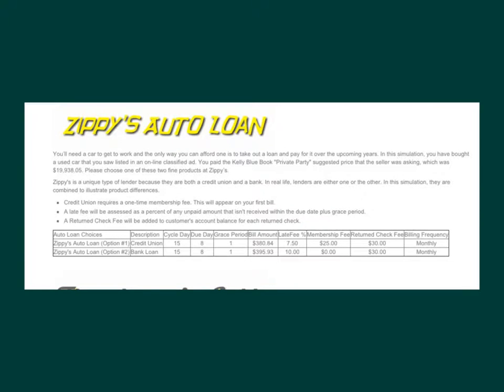For your auto loan, depending on which car option you went with, if you went with option 1, you're going to have your $380, but you already did it through a credit union, which means you're going to have to pay $25 the first time out. After that, it's only $380. So just remember, your first payment is going to have to be that. You get billed on the 15th, you pay it 8 days later, so the 23rd of every month, you're going to have to make that car payment. So make sure that you put that in your calculator there.